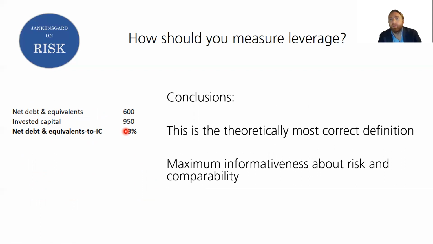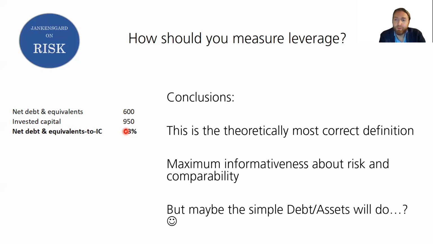We're considering various aspects of the risk profile that most people would agree are real. So we get maximum informativeness about risk and comparability across firms, because that takes care of various ways in which firms systematically differ from each other and puts them on a comparable basis, right? But there's more complexity involved, more steps, more calculations. Maybe most of the time something simple will do, like the classic debt to assets leverage measure. But that's up to all of us to decide, how far we're willing to take this.